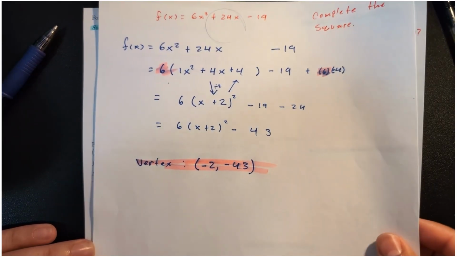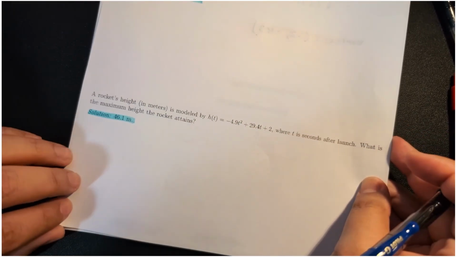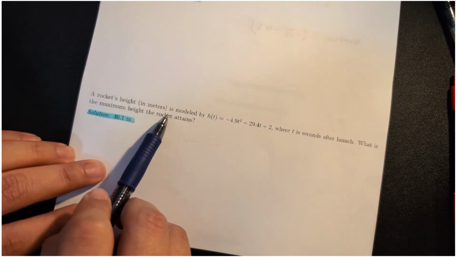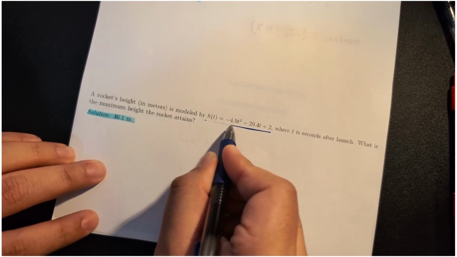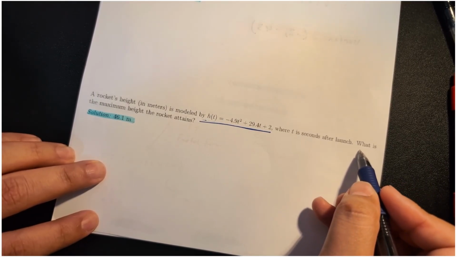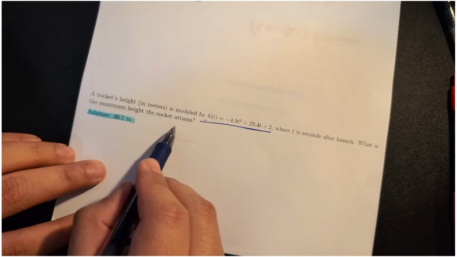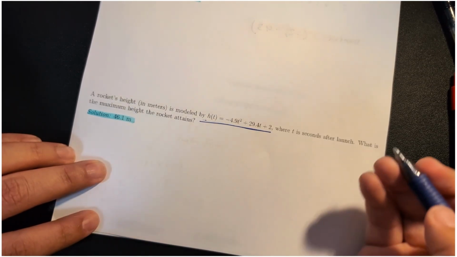Okay. I think that should be good enough to get you guys through most of the problems. Actually, let's do the very bottom. Let's do this one. Okay, so a rocket's height in meters is modeled by this function. It looks like a quadratic, where t is the seconds after launch. What is the maximum height the rocket attains?